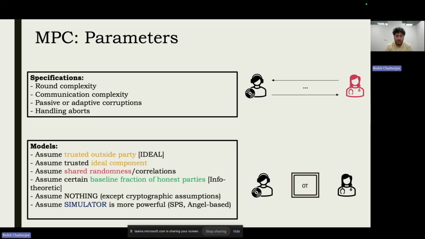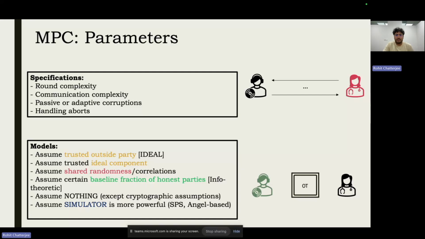You can also think about a certain baseline fraction of honest parties, meaning that you assume that you always start with, let's say, a majority of honest parties. This is actually very useful because there's a whole class of information theoretic MPC protocols that make essentially only this assumption and nothing else. And you can also consider other strengthenings, such as allowing the simulator to be more powerful and things of that nature.